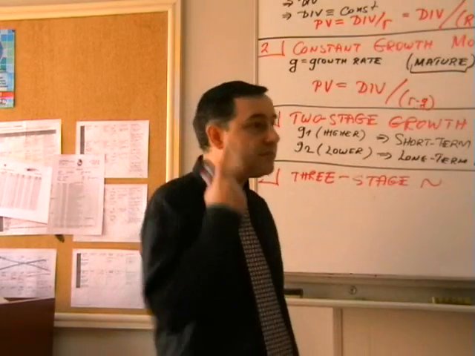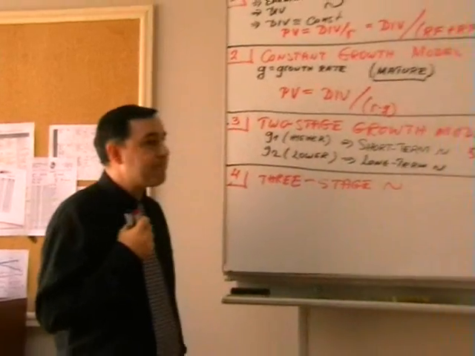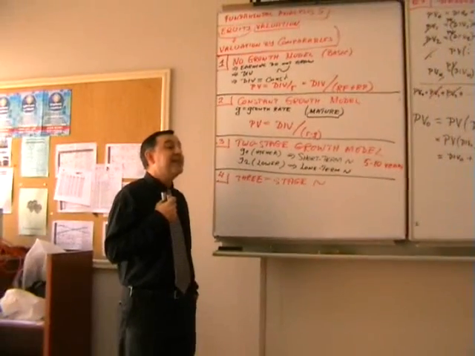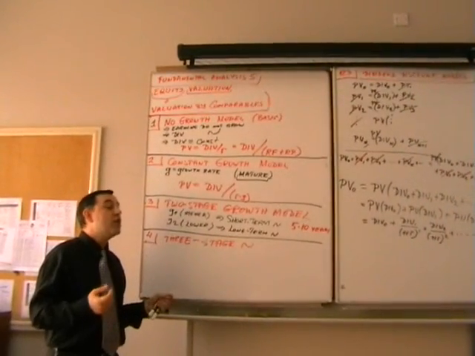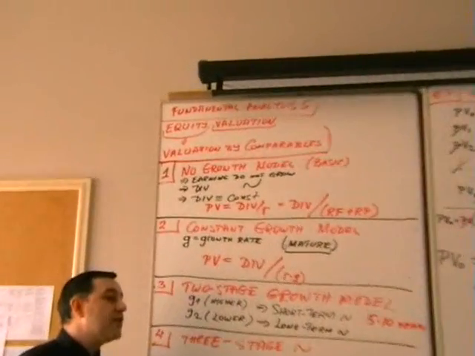Question? So these 4 models, do they represent reality? Isn't there another model that says for the first year 20%, second year negative?